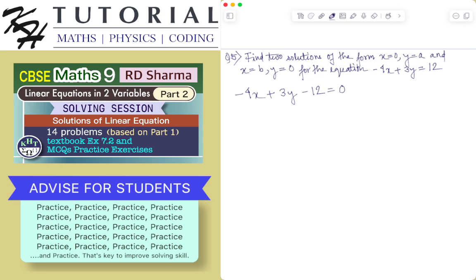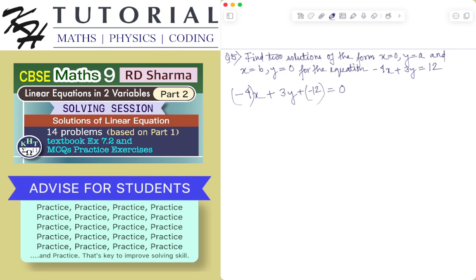To be more precise, a is minus 4, b is 3, and c is minus 12. Now we have to find two roots or two solutions of this equation of the form x equals 0, y equals a, meaning the x value of the root will be 0, and the value of y of the root could be any real value. It is given as y equals a, means a is any real value, but the value of x has to be 0.